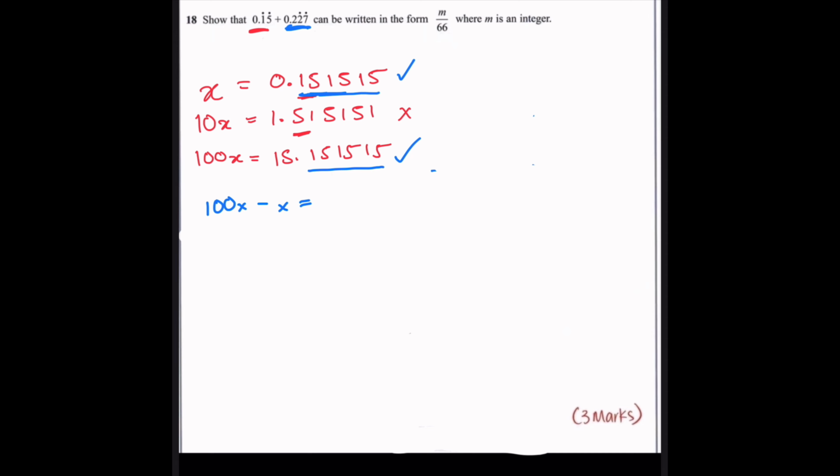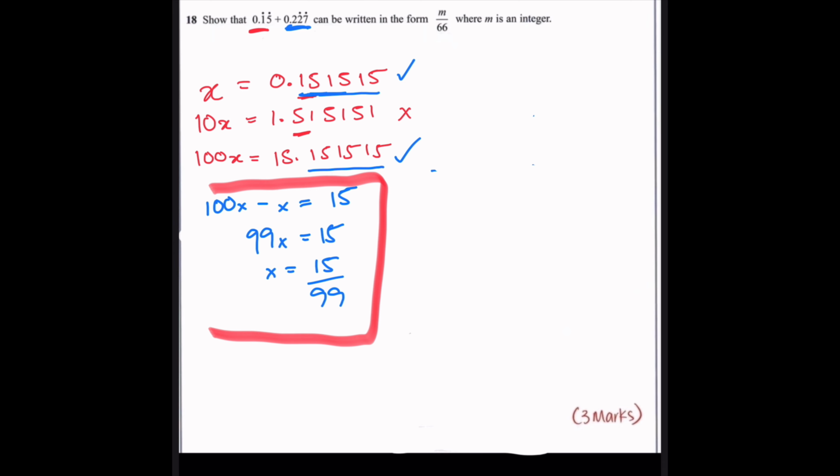So 100x minus x equals 15. 100x minus x we know is 99x equals 15. So x equals 15 over 99. We've now made that red number into a fraction. And I should have done this all in red, but it's okay because I'm going to put that in a red box.